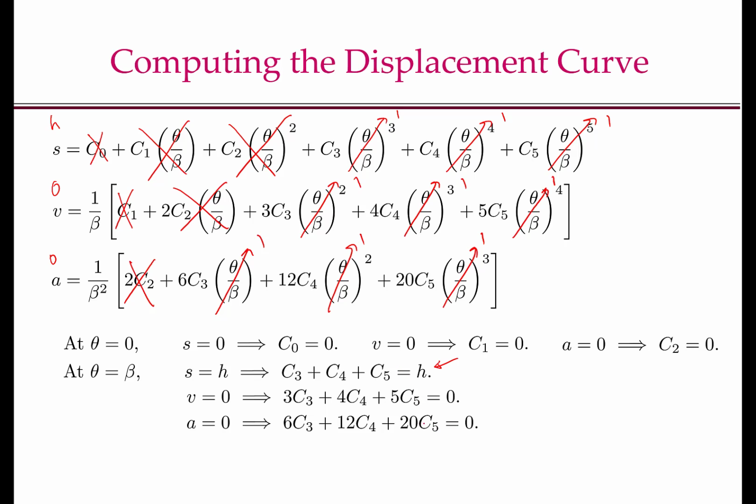So I have three equations here with three unknowns, and I can solve for these three unknowns C3, C4, C5 from these three equations. And if I solve them, I'll get C3 is 10 times H, C4 is minus 15 times H, and C5 is 6 times H. And remember, I do not need the numerical value of H to compute this C3, C4, C5. The coefficient matrix of C3, C4, C5 is a constant matrix. So I can invert it and I can obtain C3, C4, C5 in terms of the H.